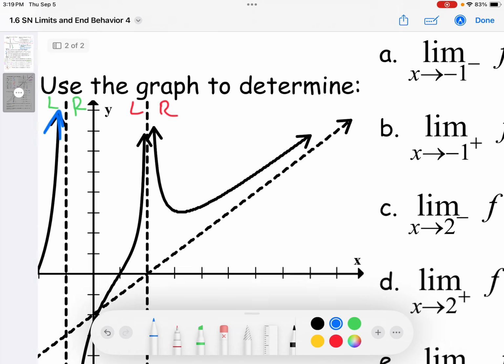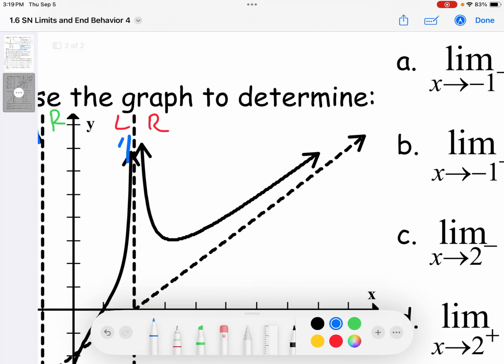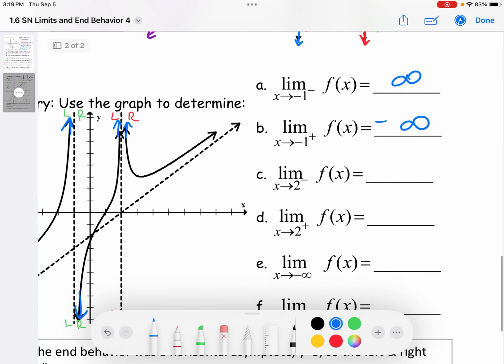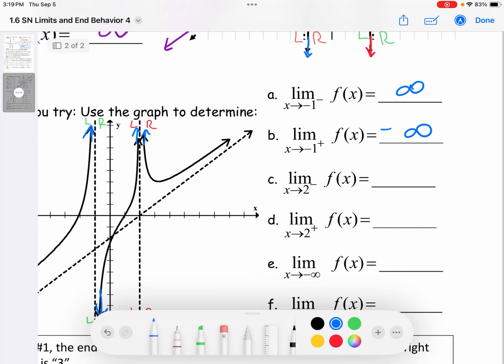As we look at the left of that asymptote, the graph is going up, and it's also going up on the right. So both limits at that asymptote at x equals 2, both of those limits are positive infinity. That can happen.